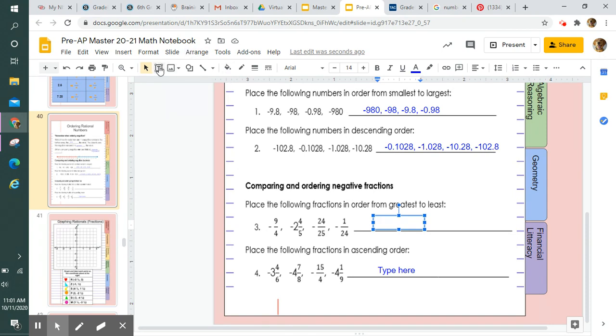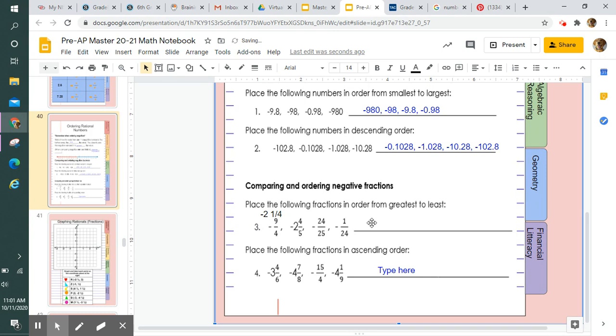Negative 9/4, and I'm going to add a text box here to help myself. 4 goes into 9 twice, so it's really negative 2, and then there's going to be 1 left over out of 4. So it's really negative 2 and 1/4. I'm going to write that right above it so that I know, and you can add that text box there too to help you. Okay, so negative 2 and 1/4.